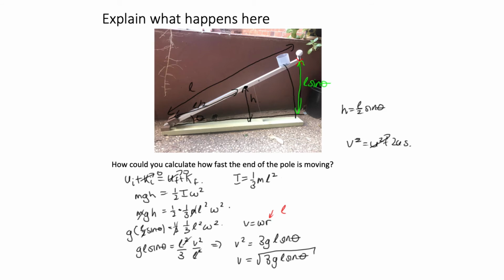So we can say v squared is equal to 2 times the acceleration, which is due to gravity, times the displacement, which is L sine theta. So you can see the velocity of the ball is given by the square root of 2g L sine theta. So the cup is actually moving slightly faster than the ball at the bottom here.